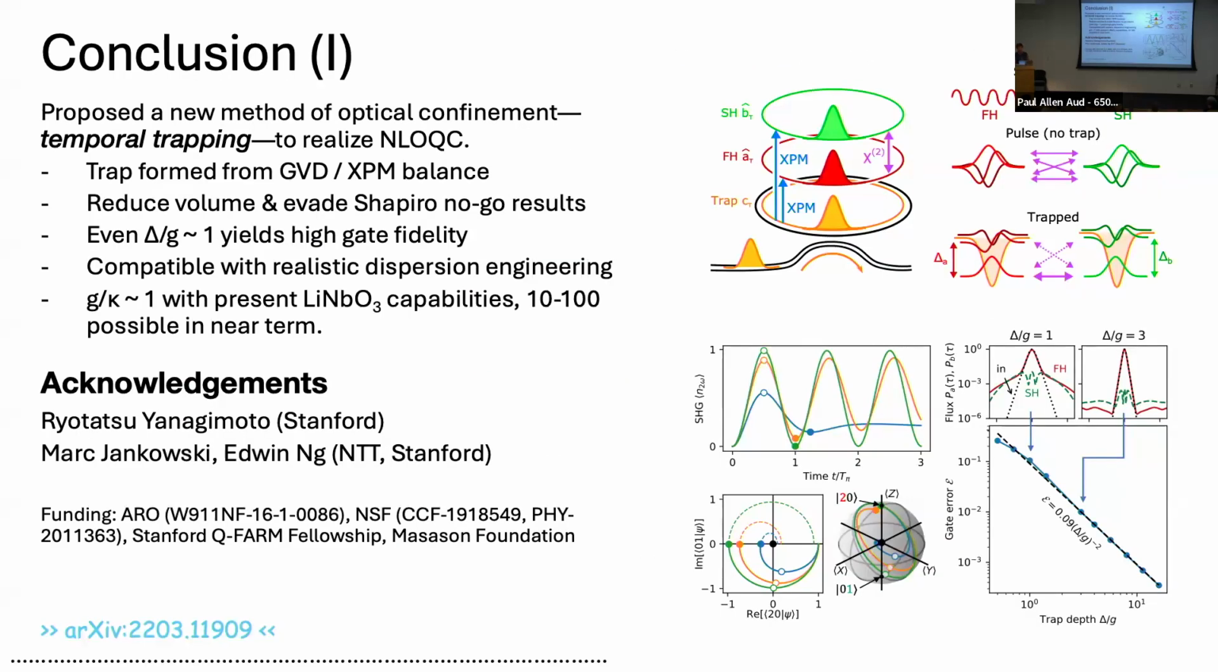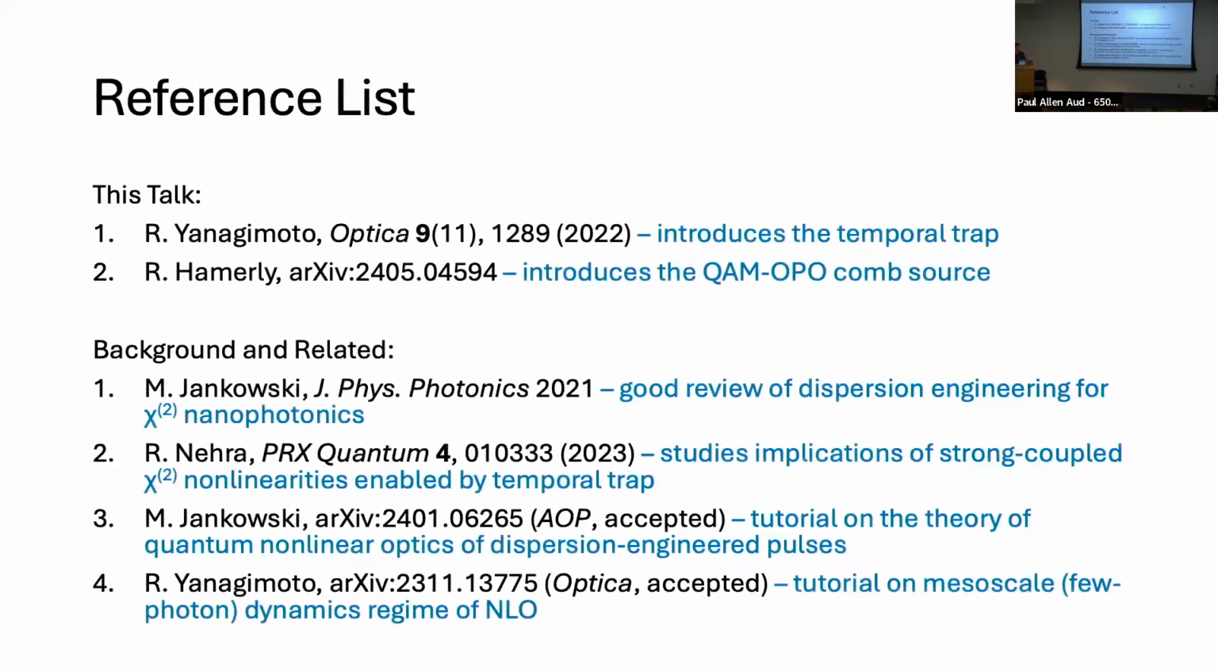So if you're interested in more, the results of this talk are mainly in those top two papers, and we have a number of other good background papers. There's one by Mark Jankowski about dispersion engineering. There's one by Rajveer, who works with Ryotatsu, who's giving a talk later about some strongly coupled Chi2 nonlinearities. And then Mark also has this great tutorial on quantum nonlinear optics. And then Ryotatsu also has this great tutorial on stuff that he's going to talk about later, which is about the mesoscale dynamics regime of NLO.